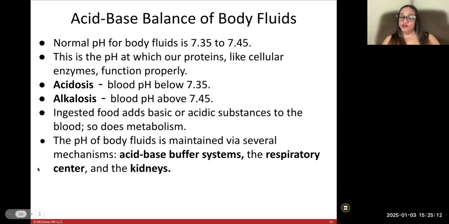So normal pH for body fluids, like I said, is 7.35 to 7.45. This is the pH at which our proteins, like cellular enzymes, function properly. If it goes below 7.35, it is called acidosis. If it goes above 7.45, a person can have alkalosis. Ingested foods add basic or acidic substances into the blood. So does metabolism. The pH of the body fluids is maintained via several mechanisms: the acid-base buffer systems, the respiratory center, and the kidneys.